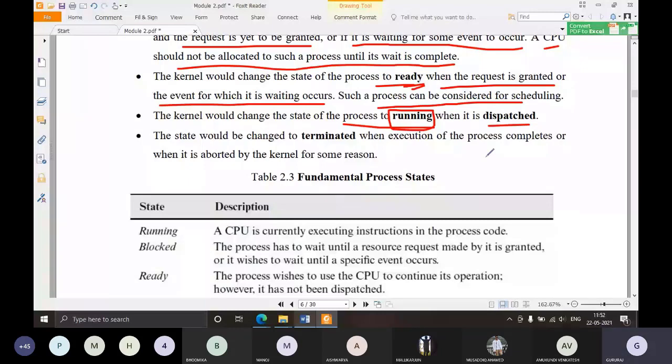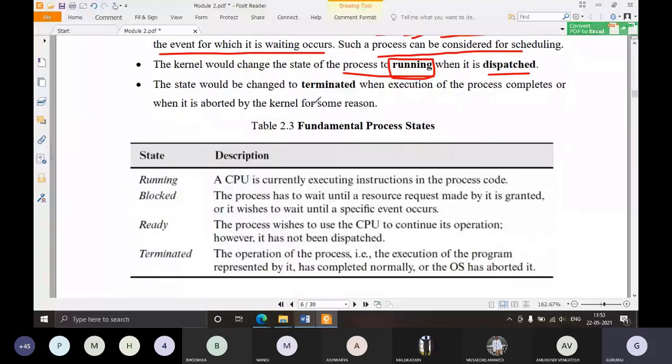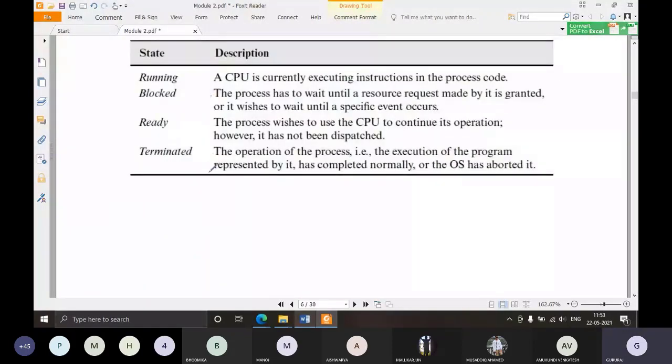Right? Next, the last state is the terminated state. The process state would be changed to terminated when execution of the process completes or when it is aborted by the kernel for some reason. Whenever the execution of that process completes, then such a process state will be changed to terminated. The same thing is given in this table. Go through this.